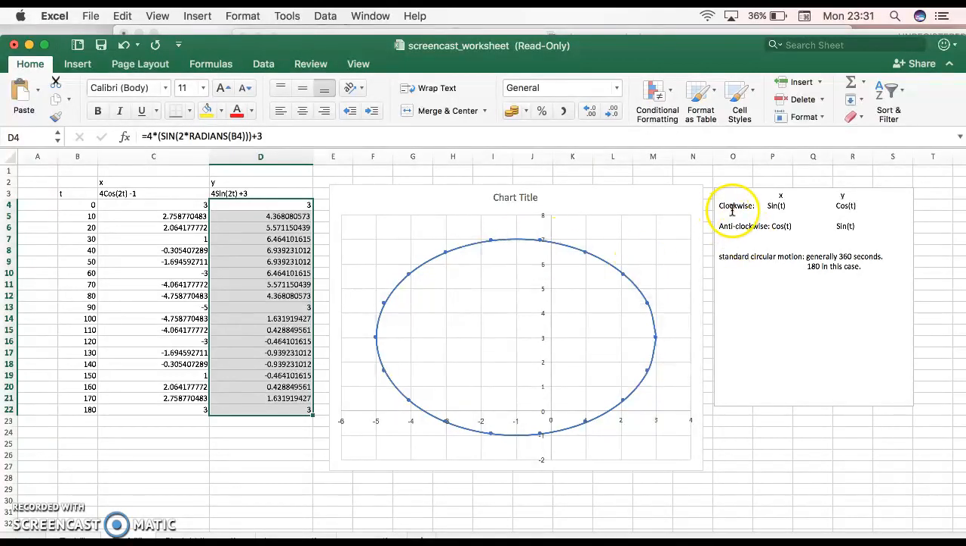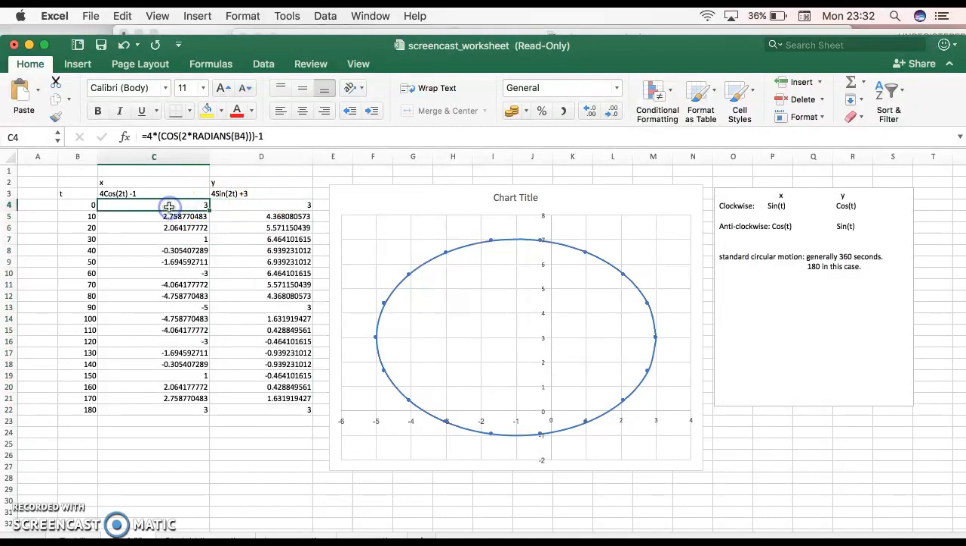Okay, so the order of precedence between the sine and the cos is very important, because to get the clockwise motion we have x equals sine and y equals cos. Now, if we wanted to get the anti-clockwise, which in this question we have done, we need to get the cos as the x and the sine as the y. Now, in a normal circular motion, it's 360 seconds, but in this we have to do it in 180. So that means we have to multiply our t by 2 to get half the time.